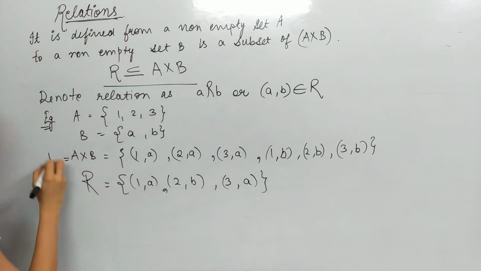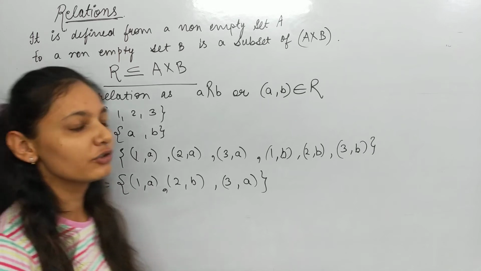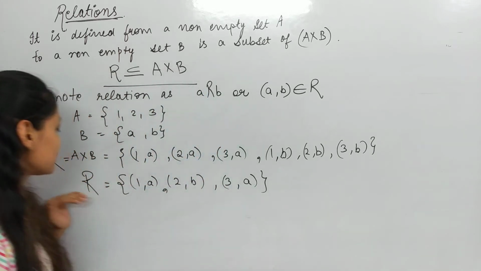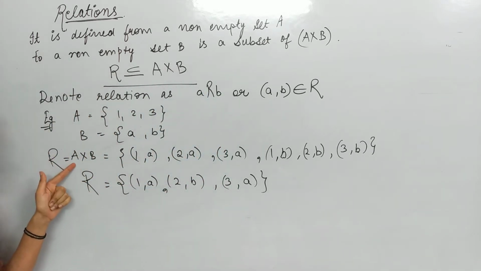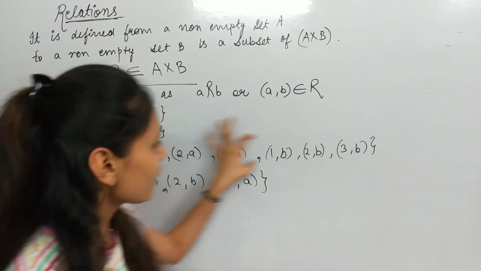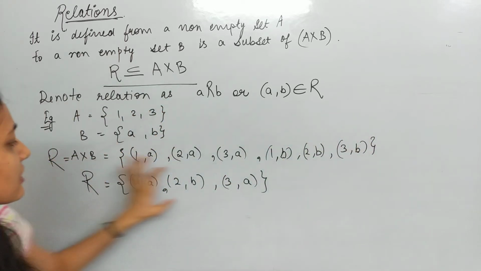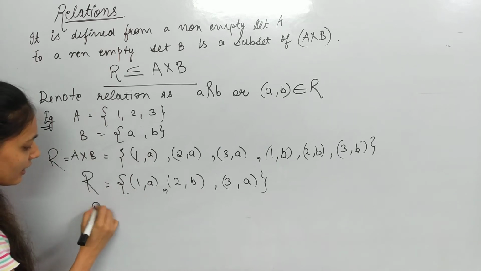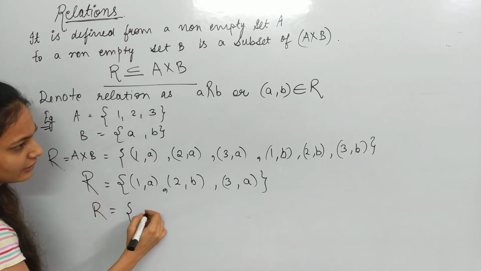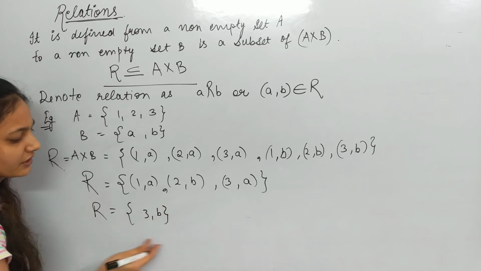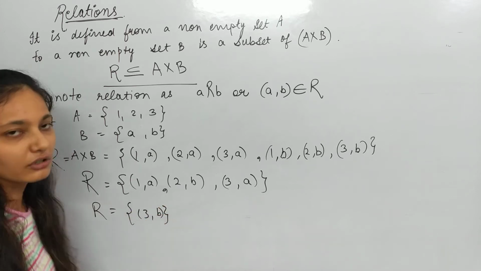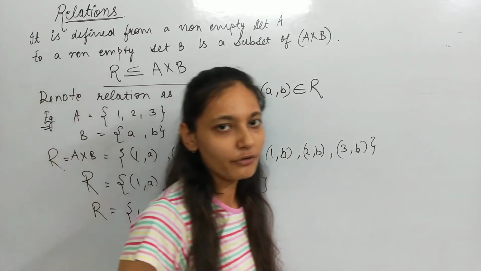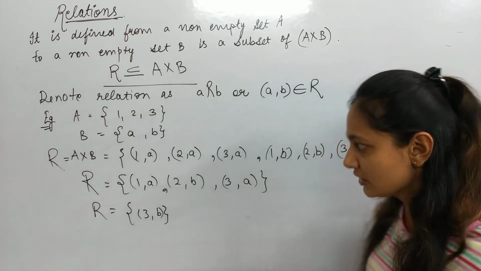The entire Cartesian product can also be given as our relation, but generally you say that it is a subset of a Cartesian product. So the Cartesian product is also a relation between A and B, and this is also a relation between A and B. Your relation can be a singleton set also, like 3, B. Only this relation is given to you. So this is also a relation. So any subset of a Cartesian product is your relation.